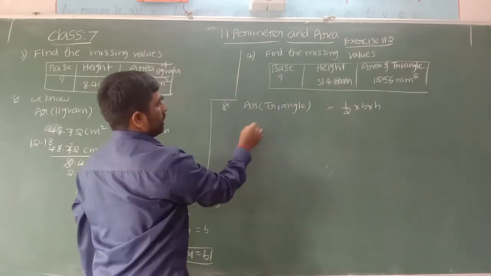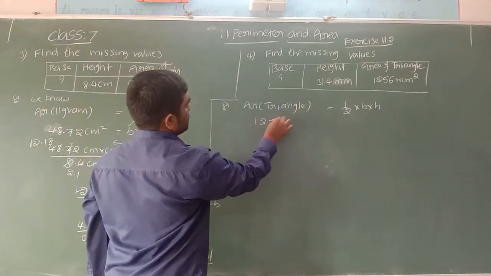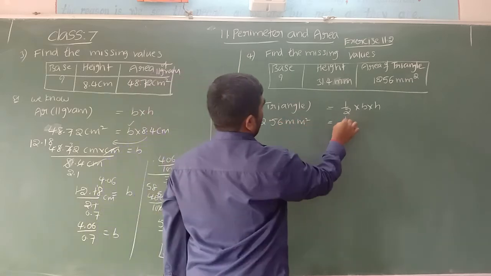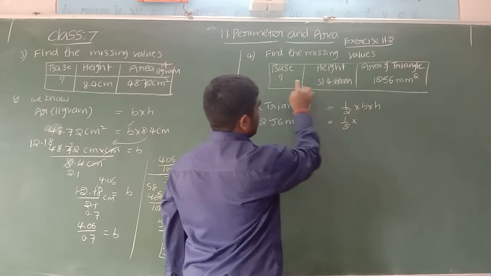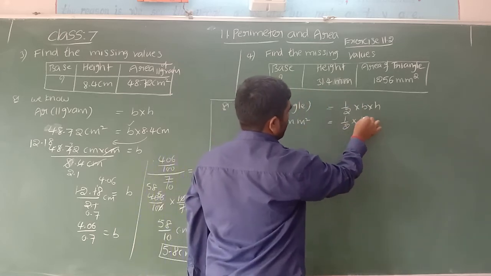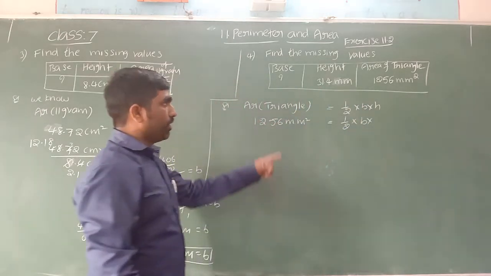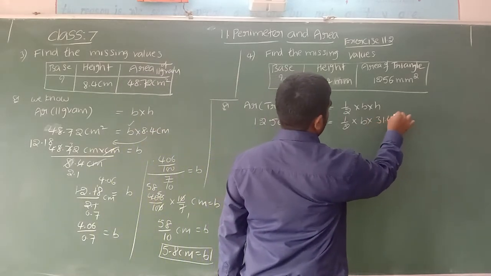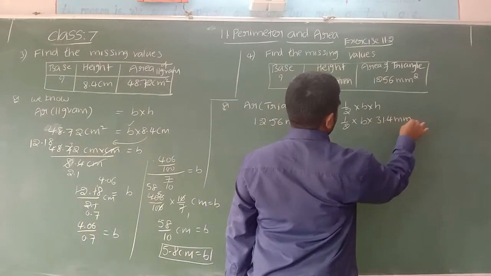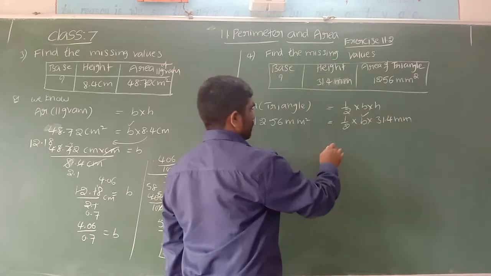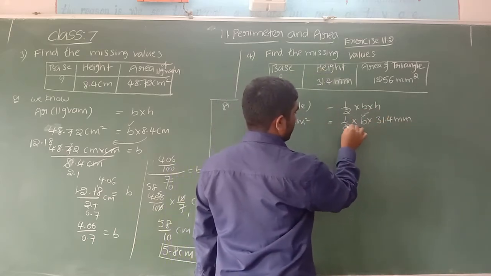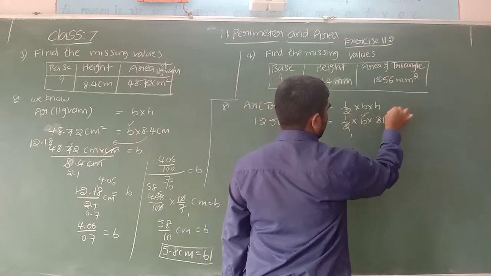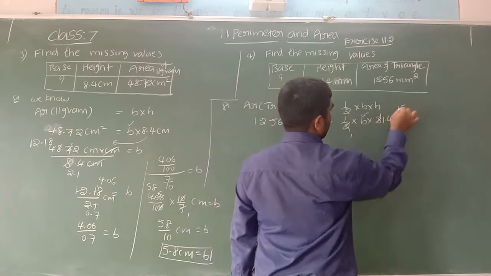So area of triangle they give, which is 1256 square millimeters, is equal to half into base, the missing value. We need to find the base. So write base as is. And what is the height they give? 31.4 millimeter. So here, to know the base, let us simplify this both. Any common factor? 2 table possibility. 2 1s are 2. 2 1s are 2. 1 left. 2 5s are 10.